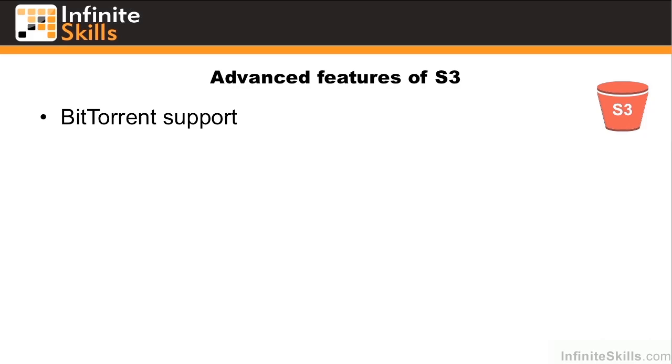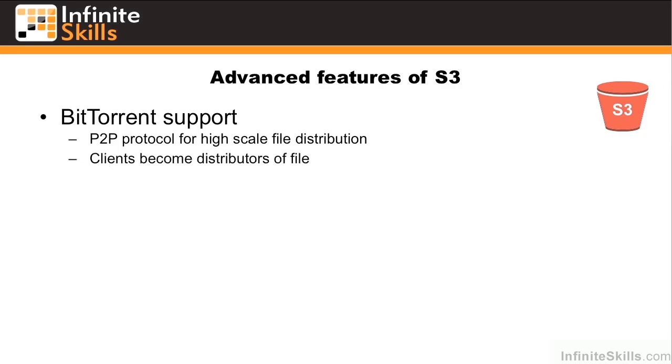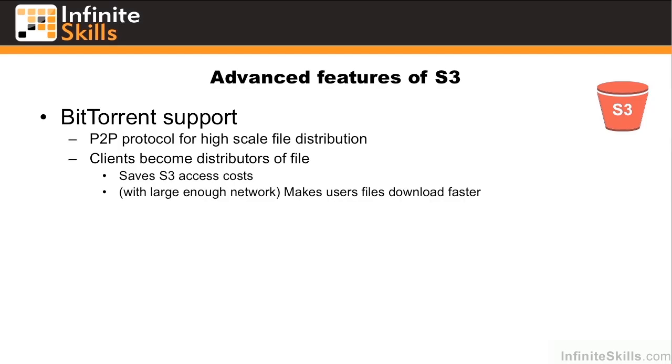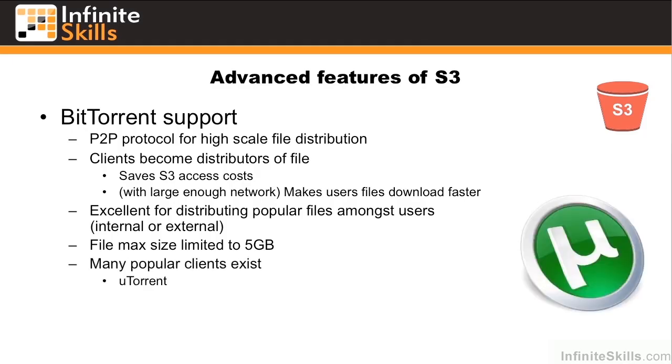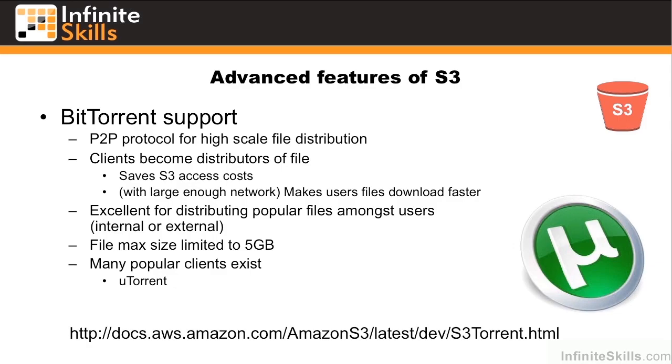S3 also provides support for BitTorrent. BitTorrent is a P2P protocol for high-scale file distribution. The clients themselves, after they've downloaded part of the file, become distributors of the file, therefore bypassing S3 directly and saving on S3 access costs. With a large enough network, it makes the user's files also download faster. BitTorrent is an excellent choice for distributing popular file formats such as video and music. The maximum file size is, however, limited to 5 gigabytes. There are many popular clients that exist, with MicroTorrent perhaps being one of the most popular. This URL has more information about how to deal with S3 BitTorrent support.